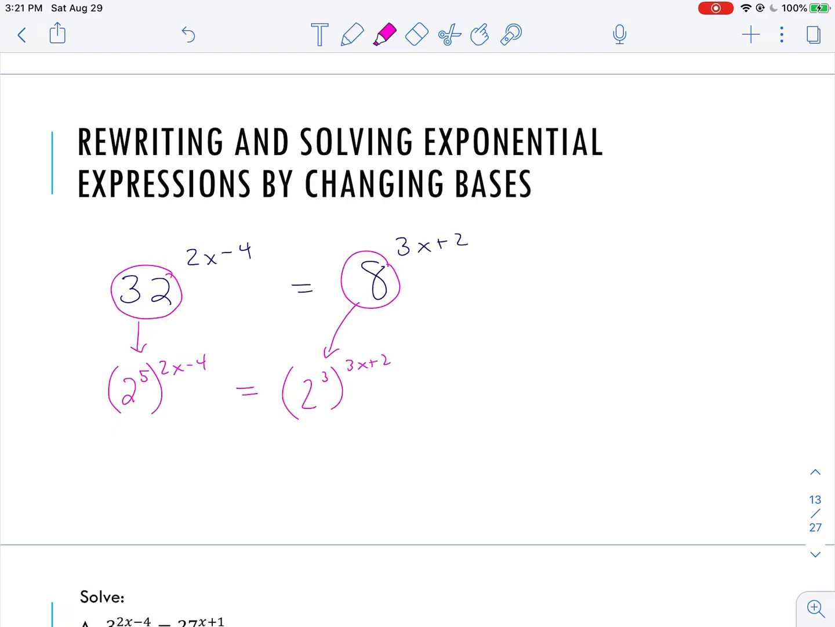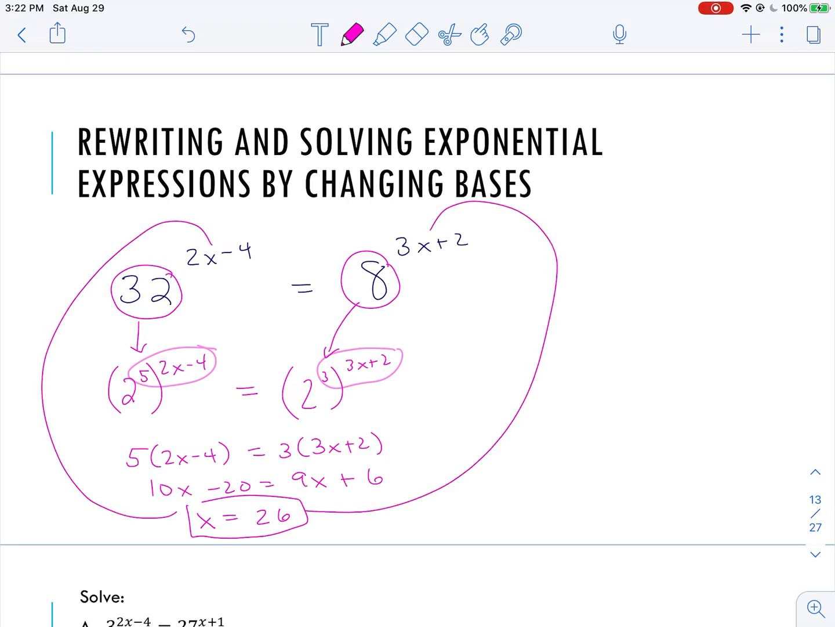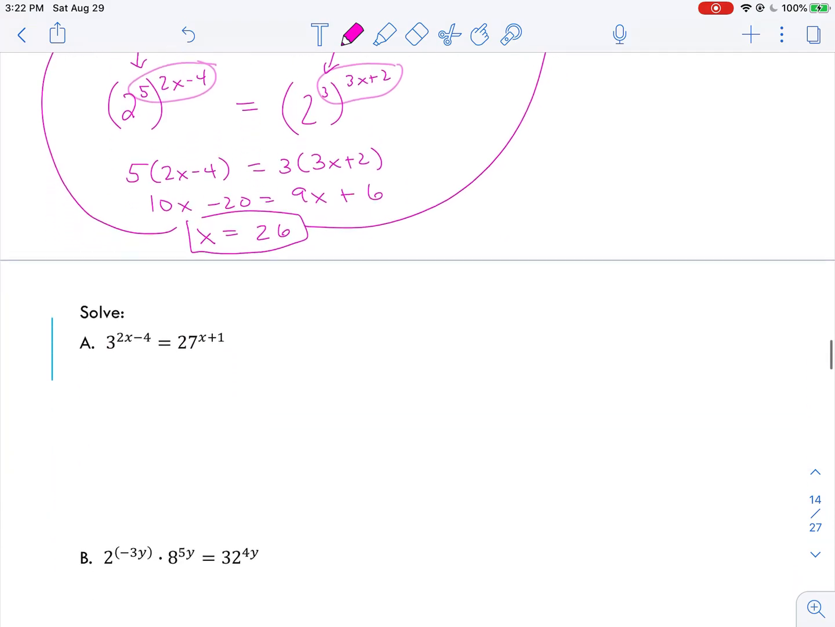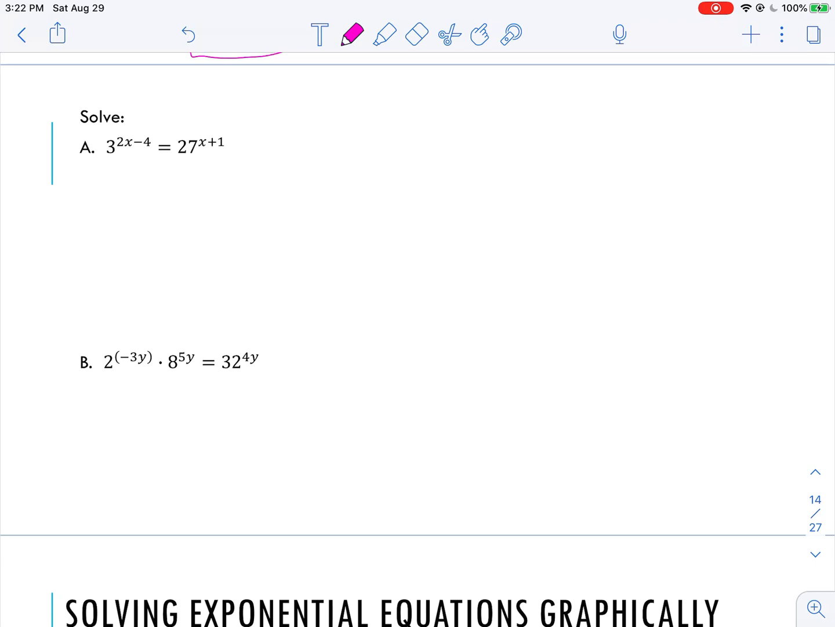Notice now that they have the same base, we can just set their exponents equal to each other. So we have 5 times (2x minus 4) has to equal 3 times (3x plus 2) for this expression to be the same. So distribute: 10x minus 20 needs to equal 9x plus 6. So x is going to have to equal 26 for this to be true. And you can always plug it back in to see if it works. So, go ahead and see if you can solve A.